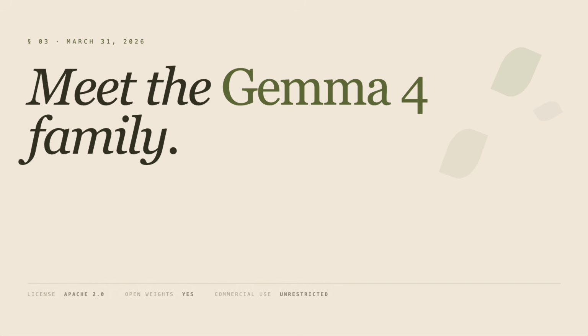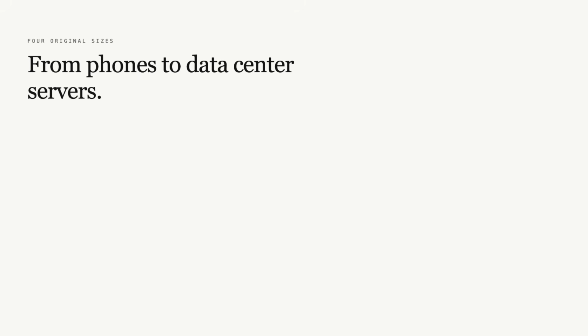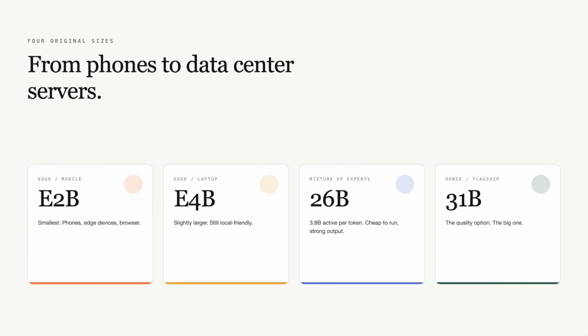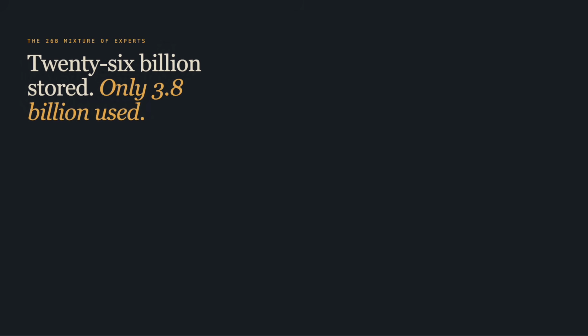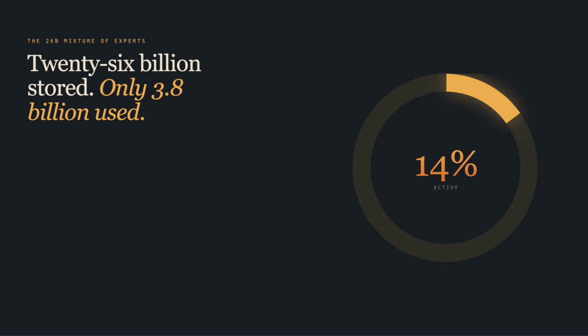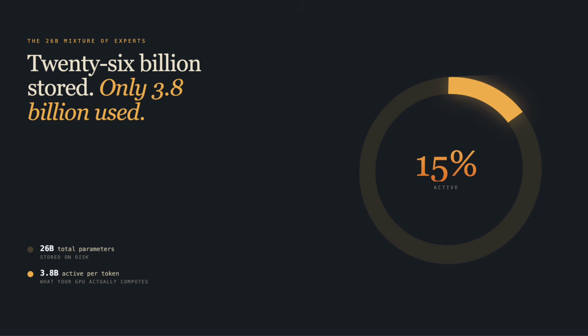Back on March 31, Google released the Gemma 4 family. That's their open weights line, Apache 2 license, so you can use it commercially without weird restrictions. The family started with 4 sizes. There's E2B and E4B, which are the tiny ones meant for phones and edge devices. There's a 31 billion parameter dense model, which is the big quality option. And there's a 26 billion parameter mixture of experts model that only activates 3.8 billion parameters per token, which makes it cheap to run for what it gives you.